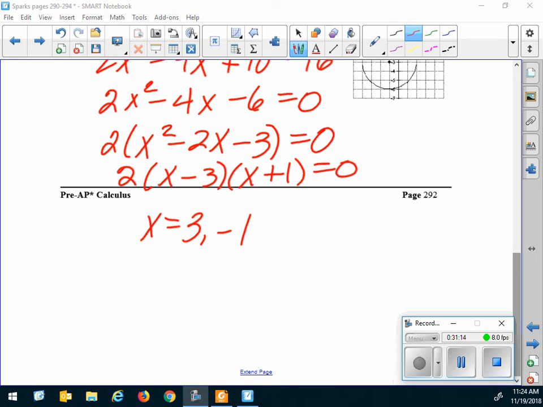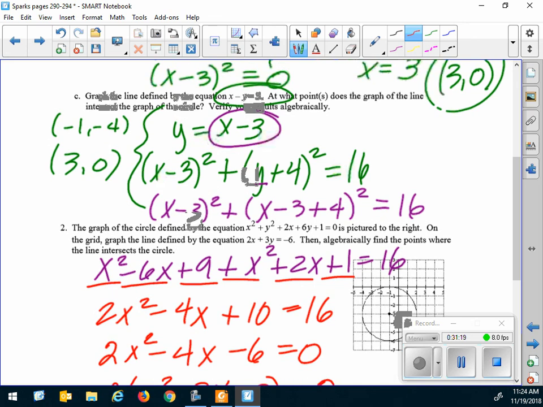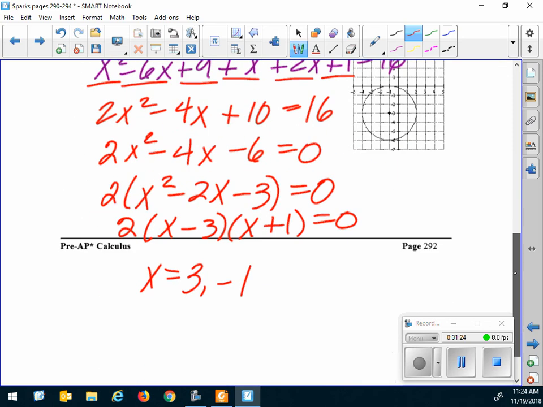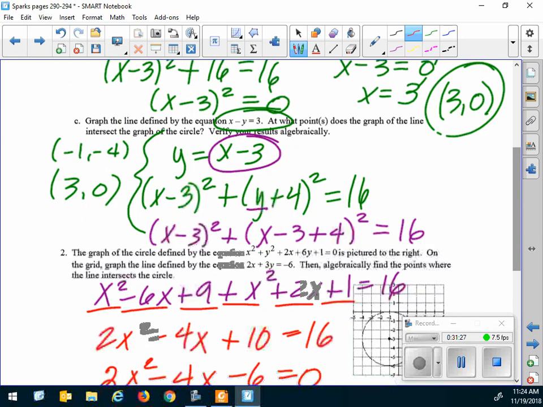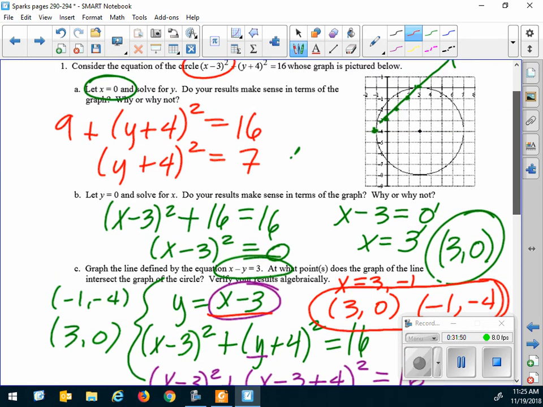Now the question is, are we finished? What were we looking for? At what points does the graph of the line intersect the graph of the circle? We found that x was 3 and negative 1. So if x is 3, what is y? 0. If x is negative 1, what is y? Negative 4. Those are the 2 points of intersection.